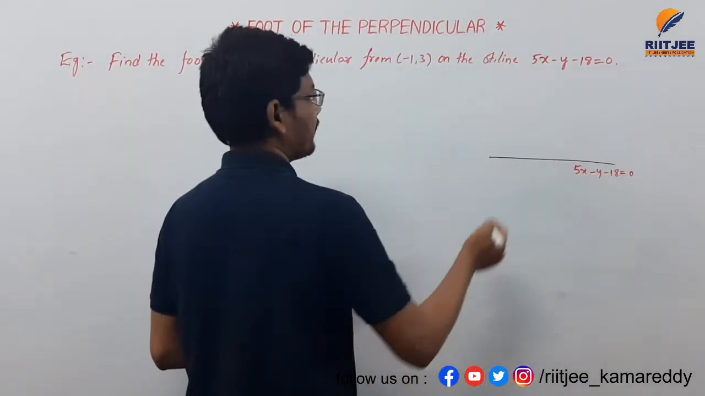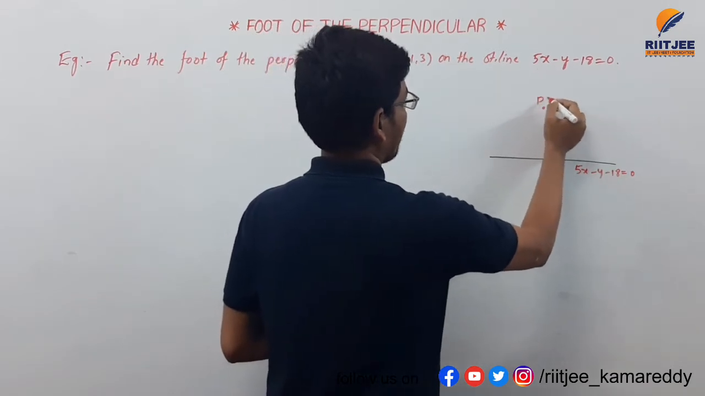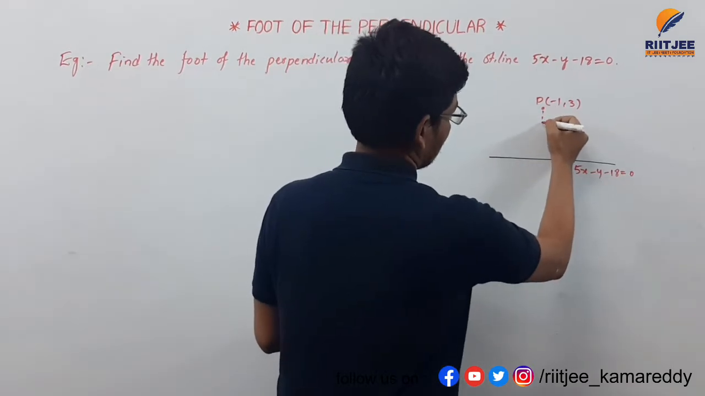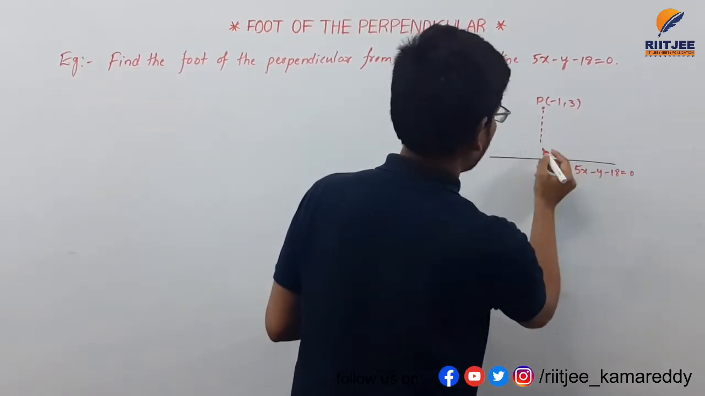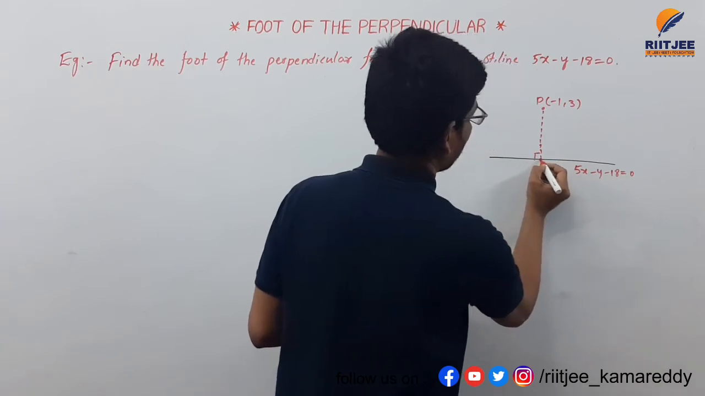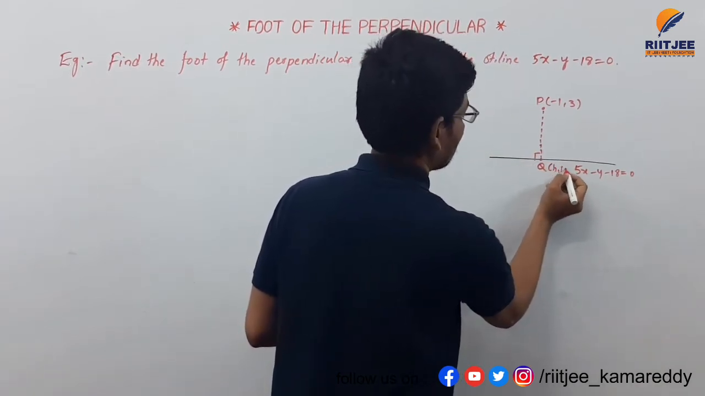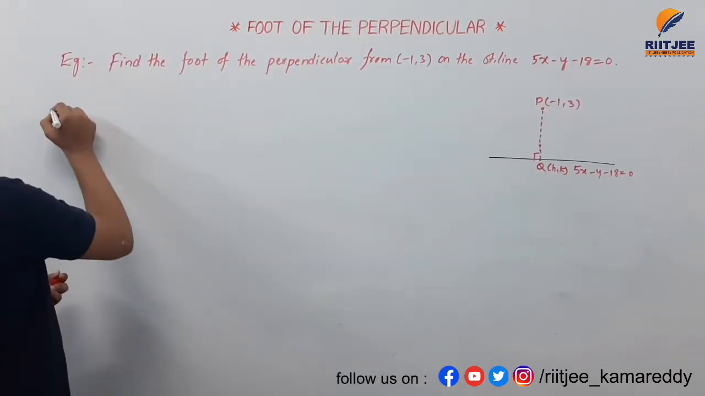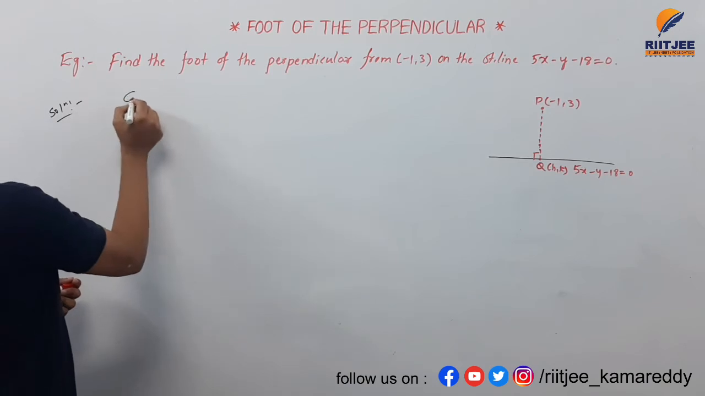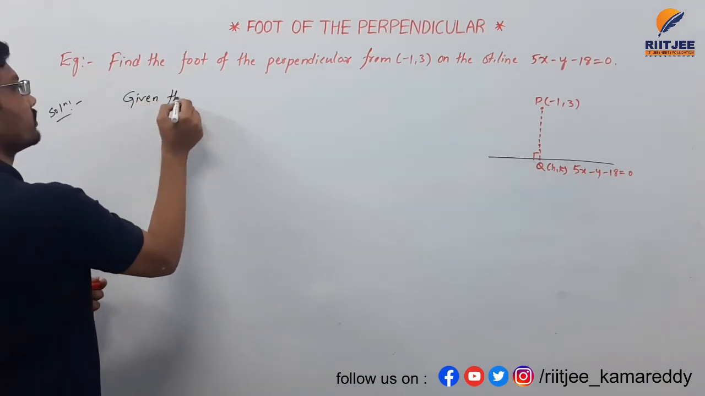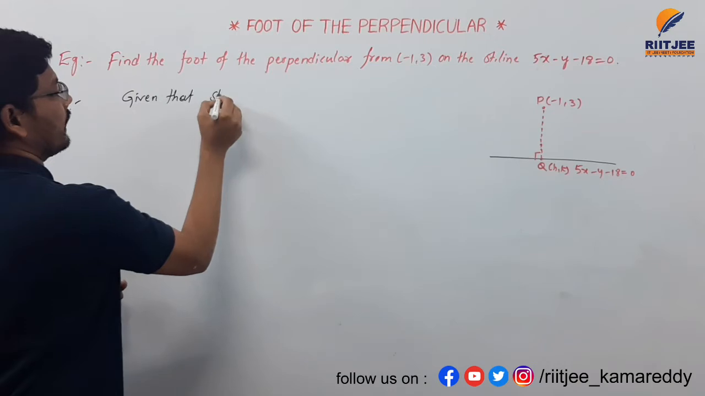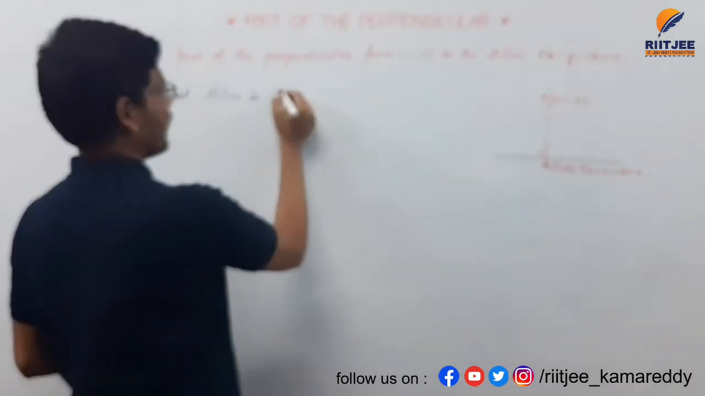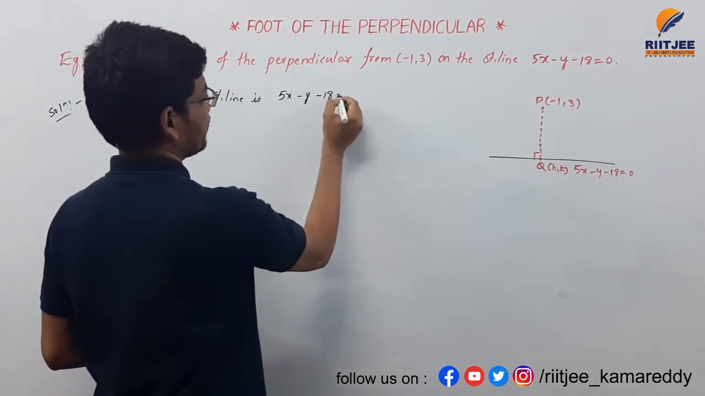This is a straight line, and a point P is of minus 1 comma 3, and the perpendicular intersecting point is called Q here, Q of h comma k. We need to find Q of h comma k. The solution for this one: given that the straight line is 5x minus y minus 18 is equal to 0.